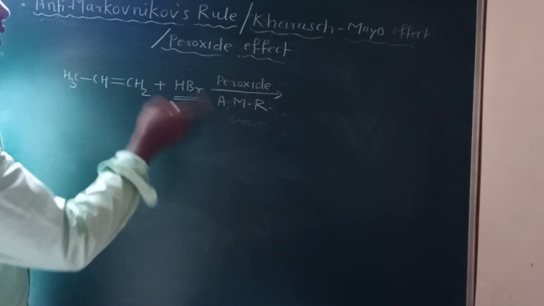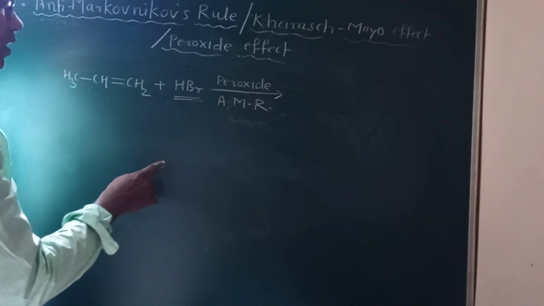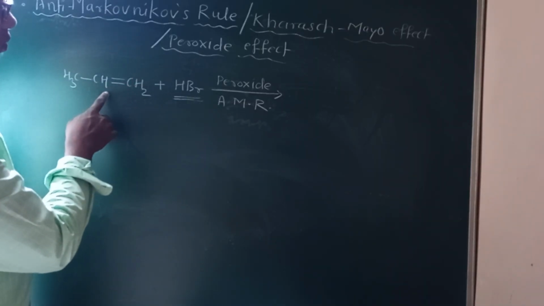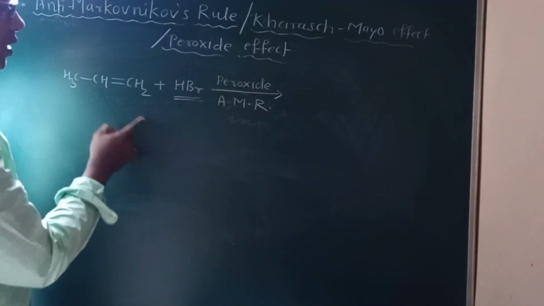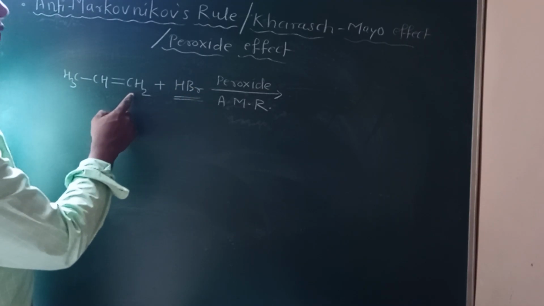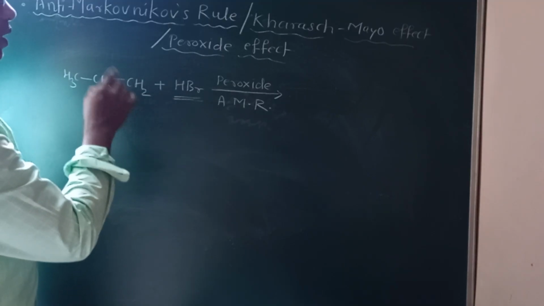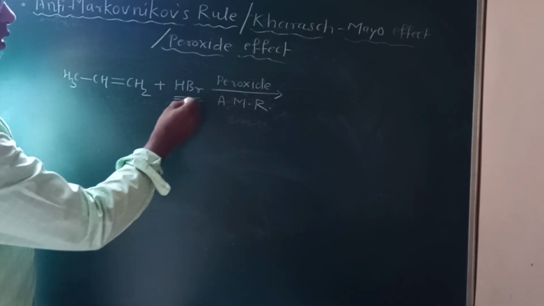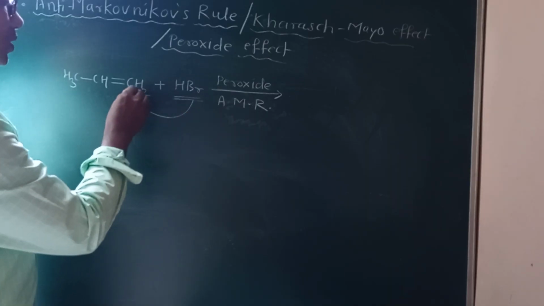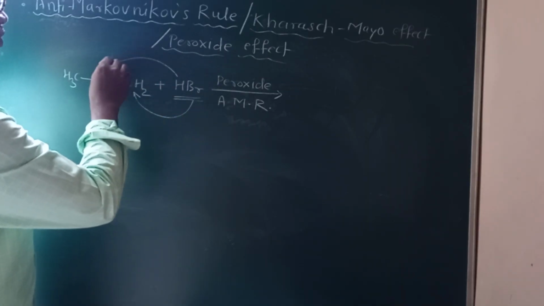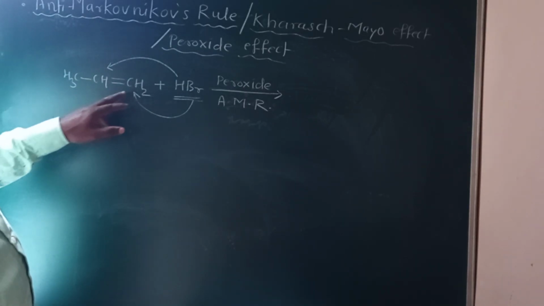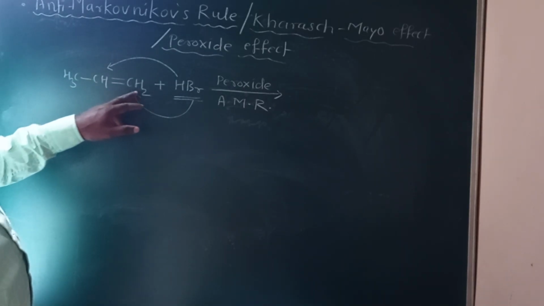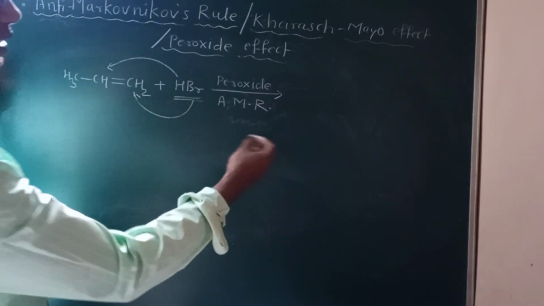In Markovnikov's rule, the negative part of the reagent gets attached to the carbon carrying fewer hydrogen atoms, that is the highly substituted carbon. But in anti-Markovnikov's rule, the negative part gets attached to the carbon which carries more hydrogen atoms, that is the less substituted carbon. So here Br gets attached to this CH2, and H goes on this carbon, making this carbon CH2 and this one CH2 with Br, giving that as the major product.